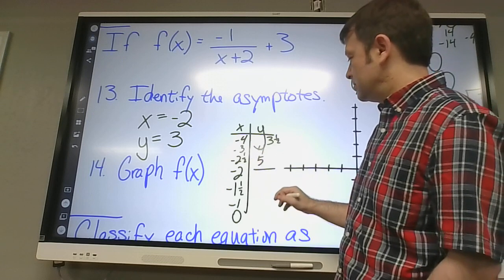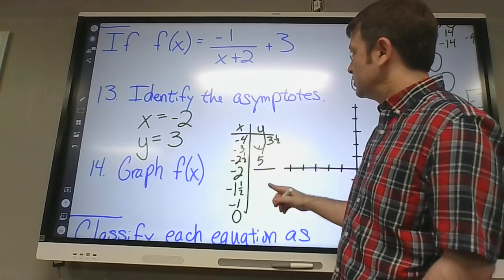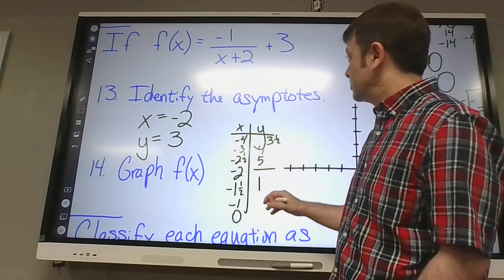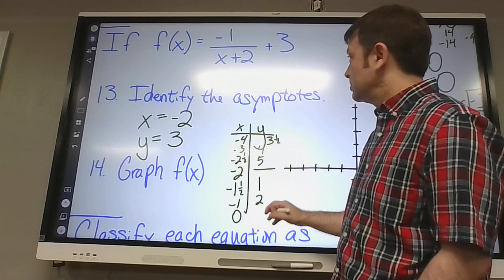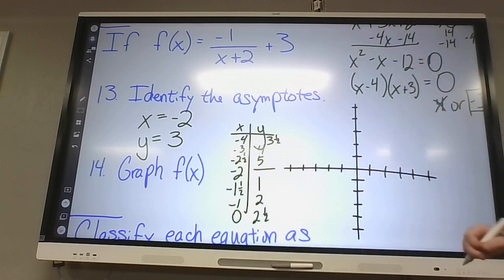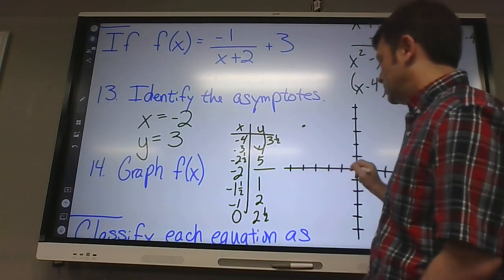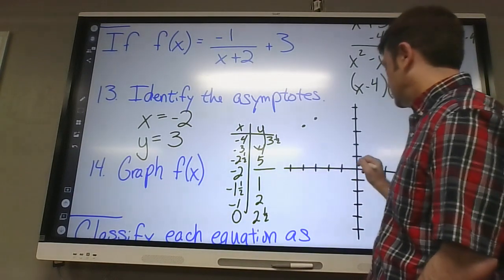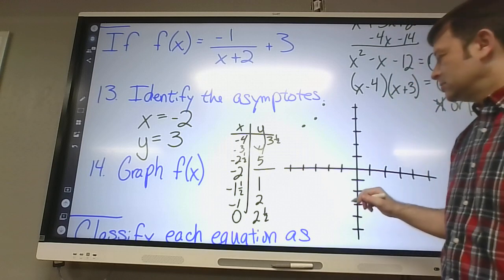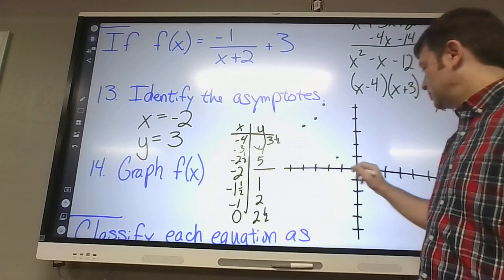Negative 2.5, negative 1.5. Negative 1. Negative 4, 3.5. 3, 4. Negative 1.5.